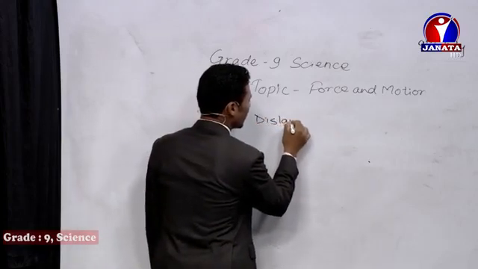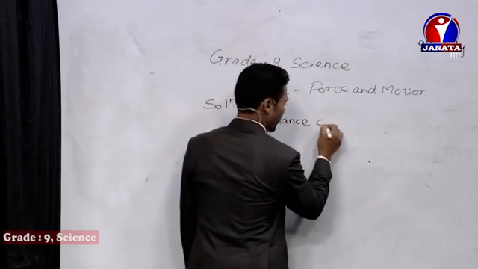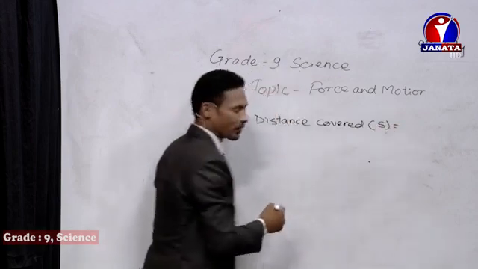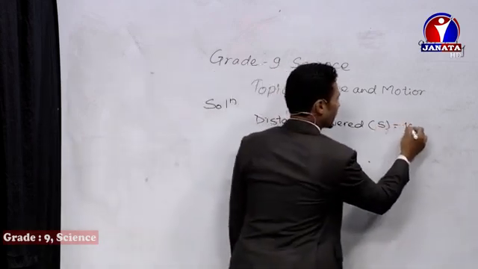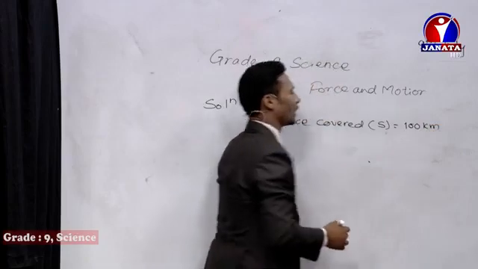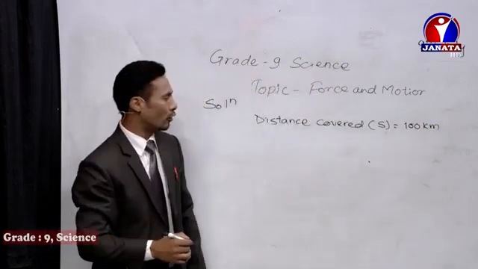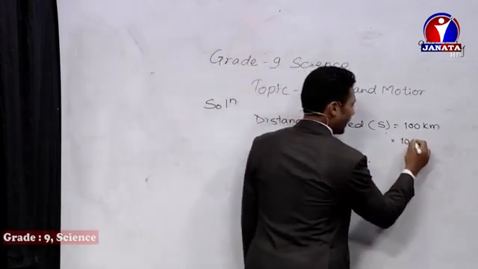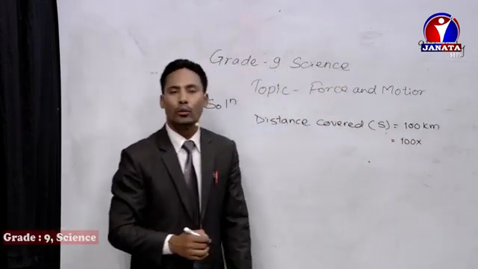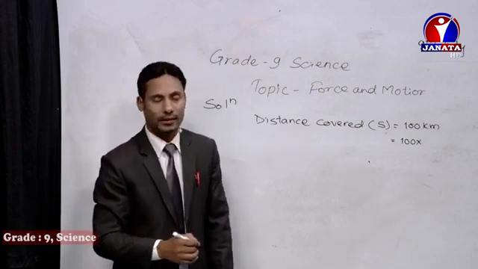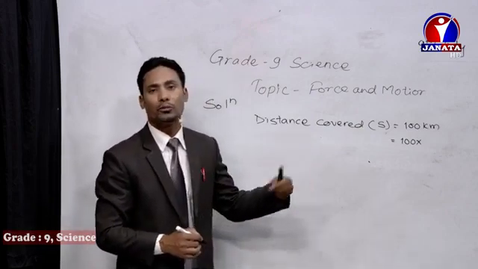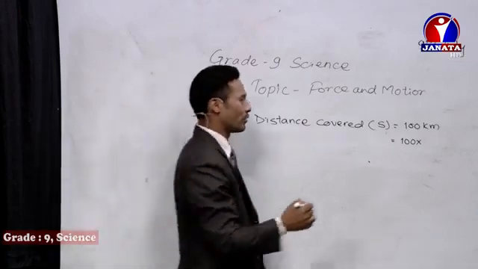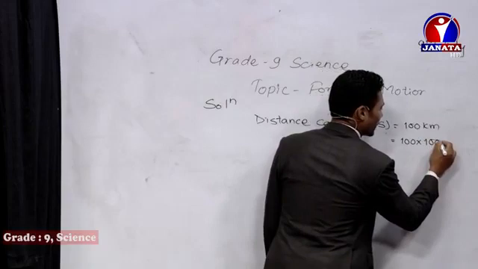Distance covered, that S will represent, right? And it is given 100 kilometer. Okay, it is not in the SI system of unit, so we'll change this into the SI system of unit. How to change? So 100 is there, and we know 1 kilometer equals 1000 meter. That's why to change this kilometer into meter, we need to multiply by 1000. That we have discussed in the measurement chapter also. So multiply by 1000, right?